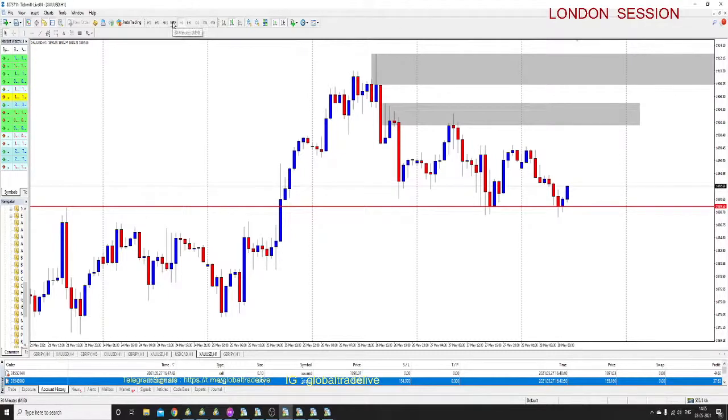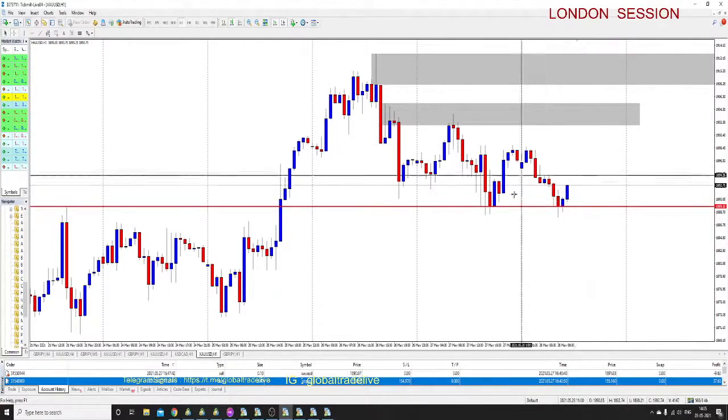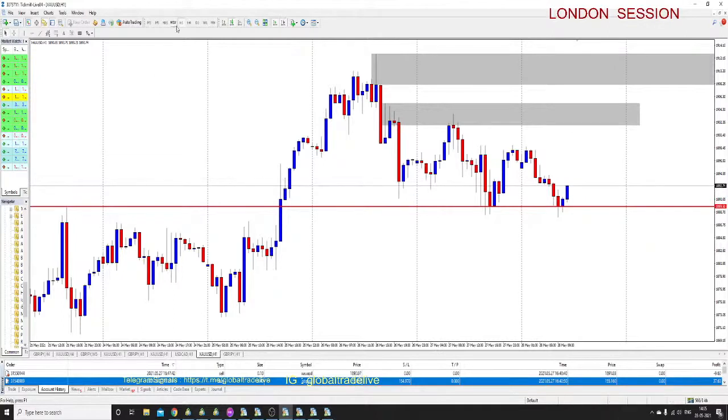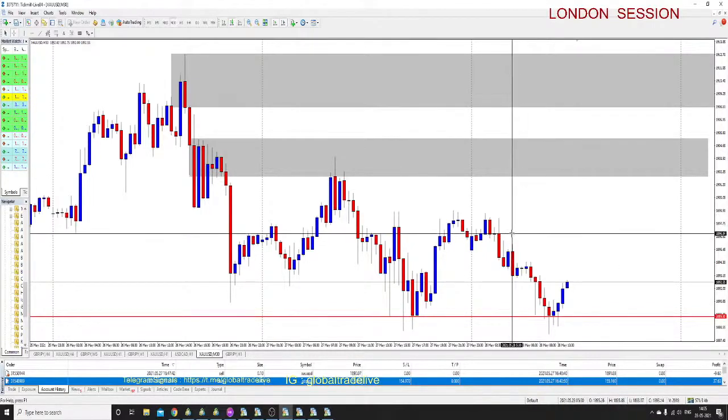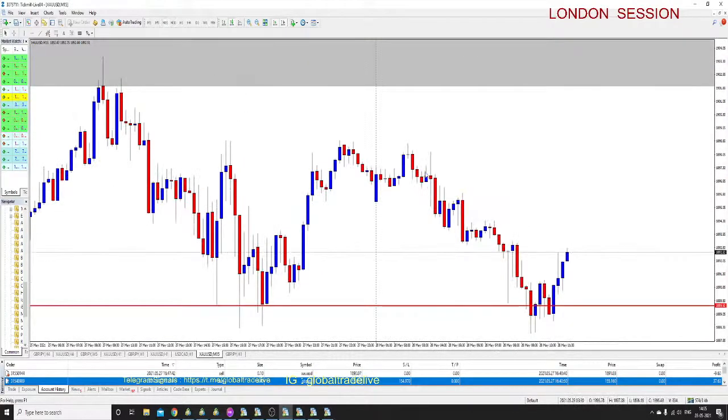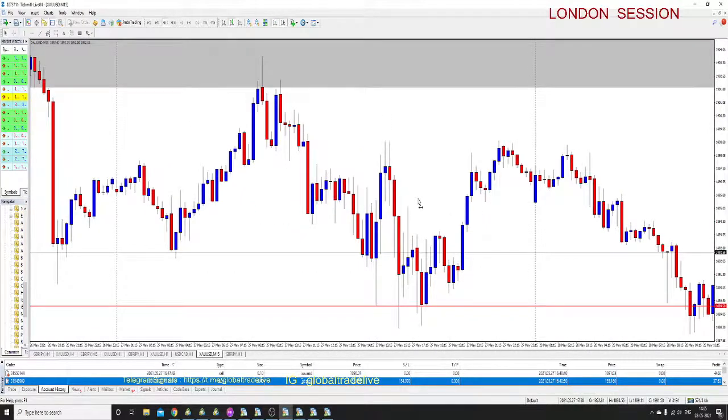Now let's just go to the 30 minutes, because this is the only information we have in the 1 hour here. If we go to the 30 minutes, let's see if we have something here or not. Okay, so what do we have here? We have this wick rejection at this point, right? But this is not much.